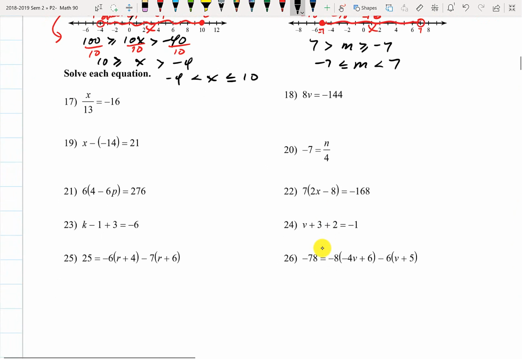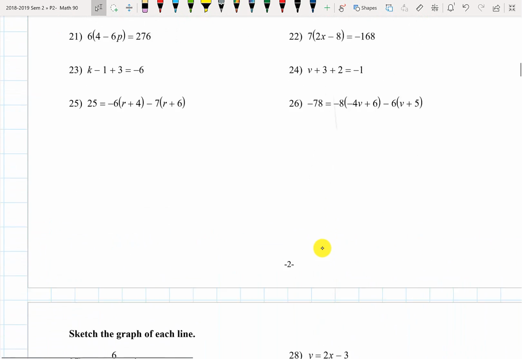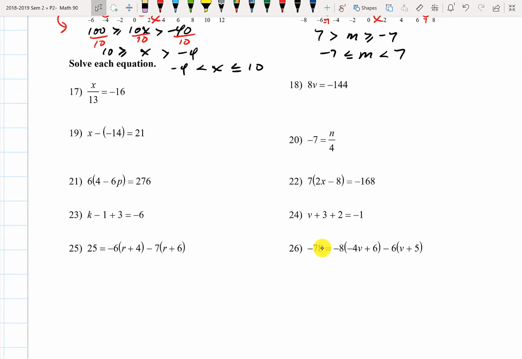So some more equation solving here. I'm going to do a few of these, not all of them, and then you can check your answers with the ones that I provide. I'm going to get onto the second part of the video here.